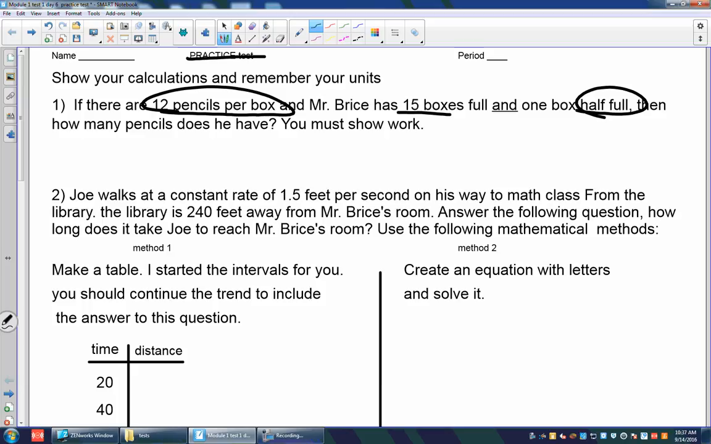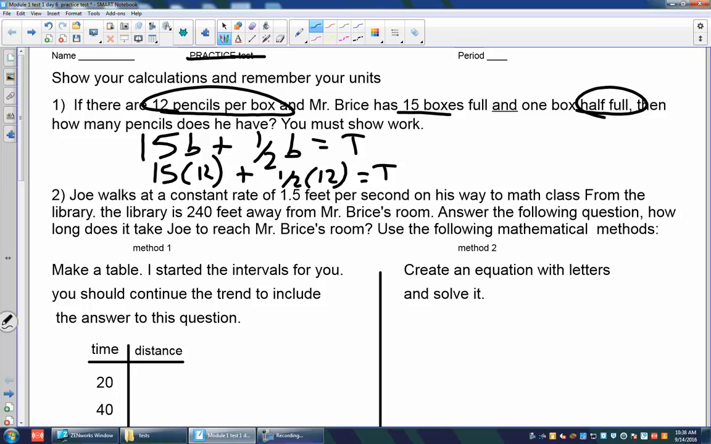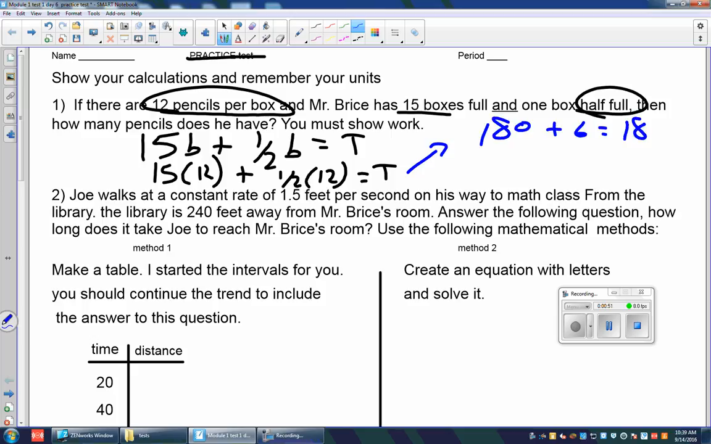full, well, how many boxes do you have? You have 15 boxes and a half of a box. That's going to be the total. And it says how many pencils do you have? There are 12 pencils per box. So it's 15 times 12 plus 1/2 times 12 is the total. So that's 180 plus 6, 186 pencils.